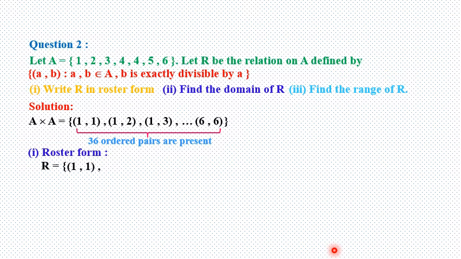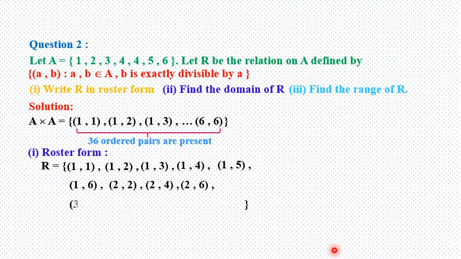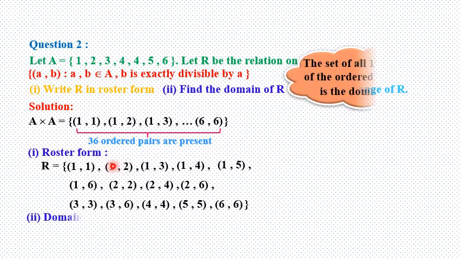Now the roster form of the relation. (1, 1) can be taken, and (1, 2), (1, 3), (1, 4), (1, 5), (1, 6). Why? Because 1 can divide any number. Then (2, 2), (2, 4), (2, 6), (3, 3), (3, 6), sorry, not 9, then (4, 4), (5, 5), (6, 6). These are the pairs where the second element is exactly divisible by the first one.